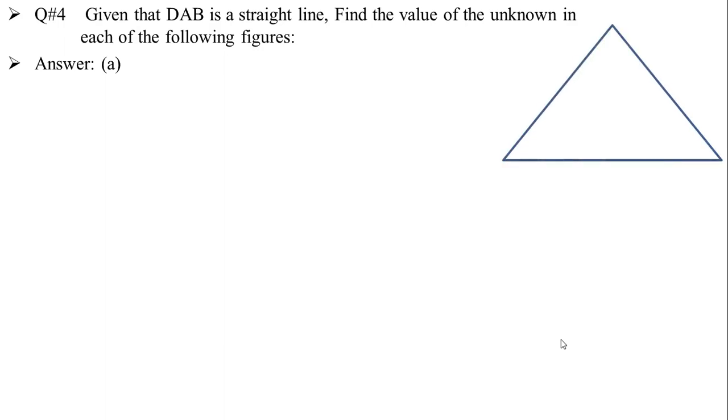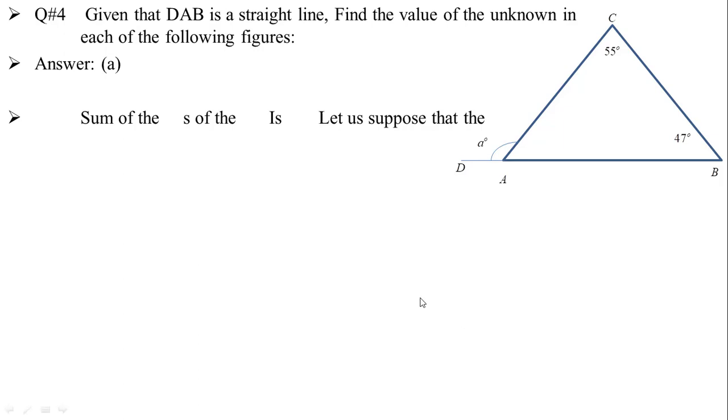First, we draw the first diagram. In this diagram, A, B, C, D are the 4 points. Here ABC is a triangle and DAB is a straight line. Given that angle B is 47 degrees and angle C is 55 degrees, we can find the unknown angle A.